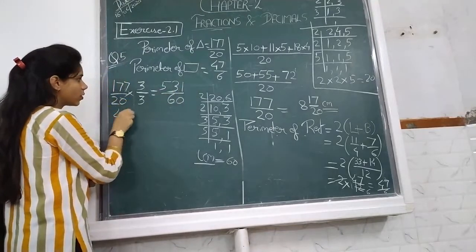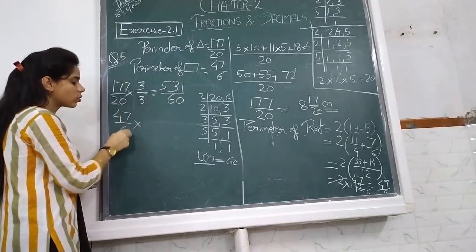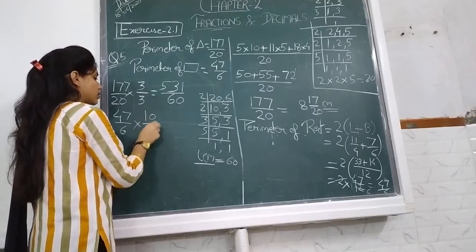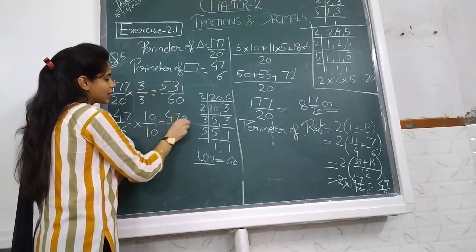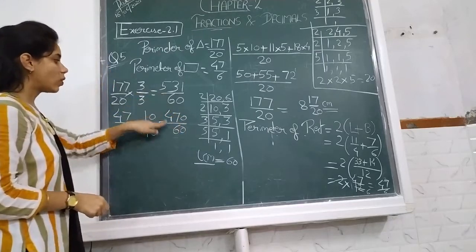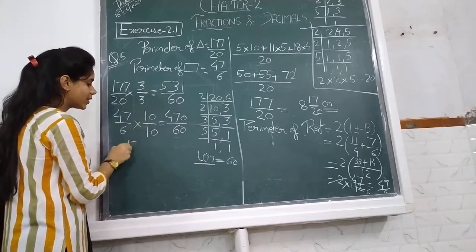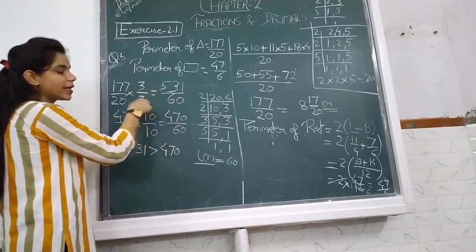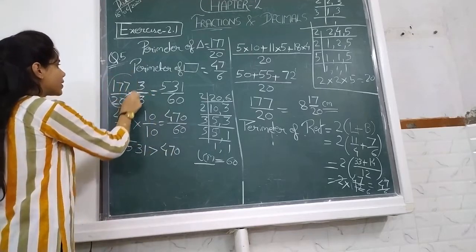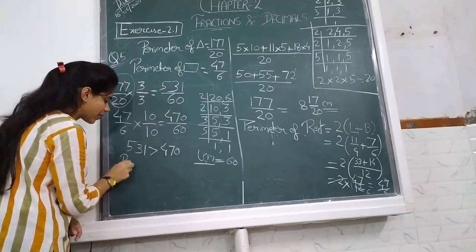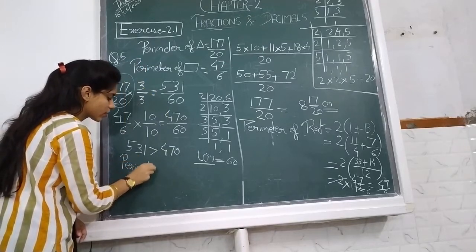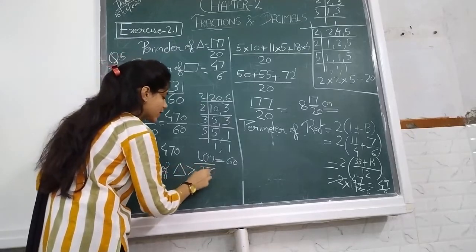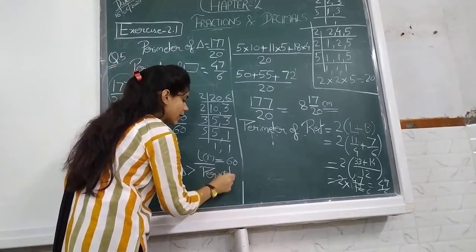Now 47 upon 6. To make it 60, we need to multiply it with 10. So 470 upon 60. Got it? Now these are like fractions and 531 is greater than 470. So perimeter of triangle, this was the perimeter of triangle, is greater than perimeter of rectangle.